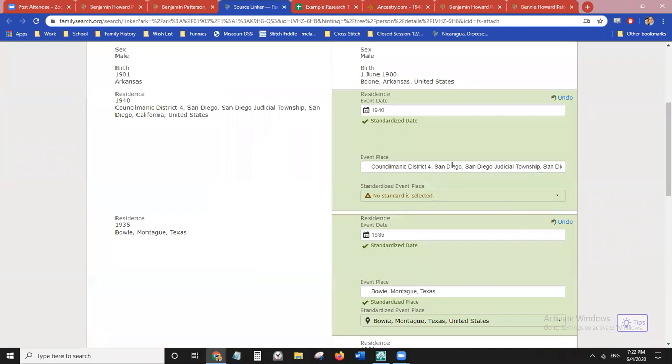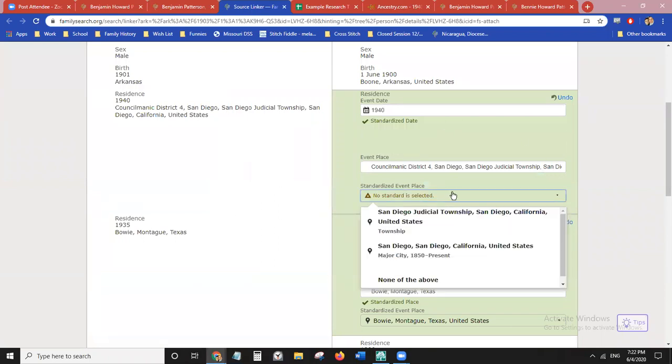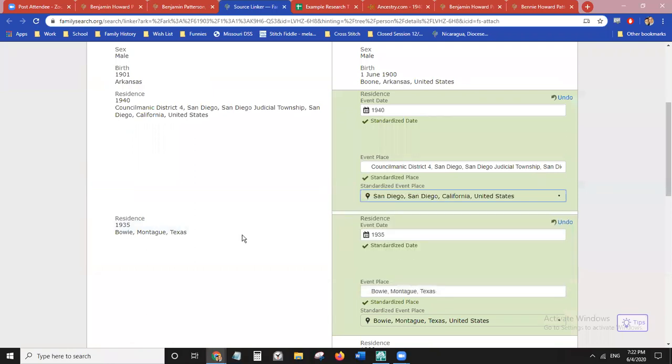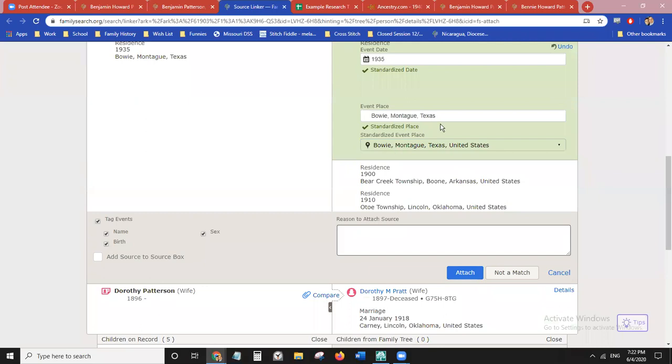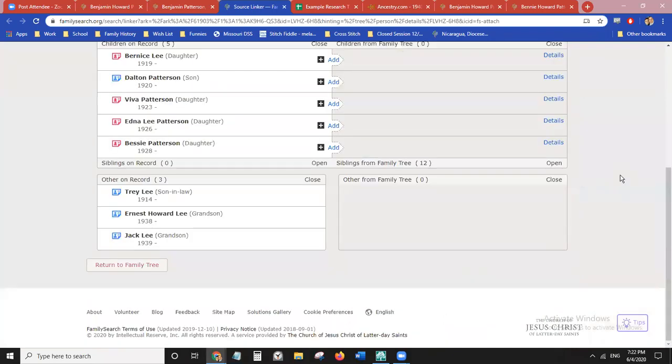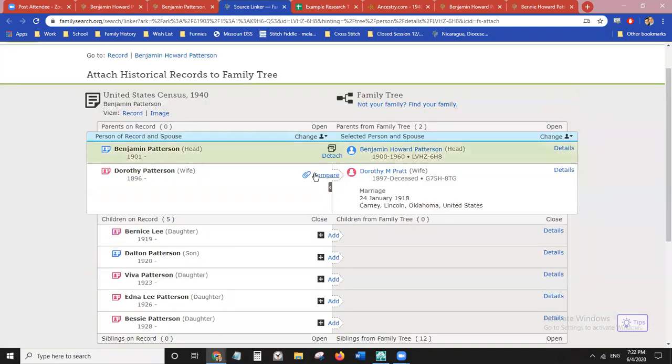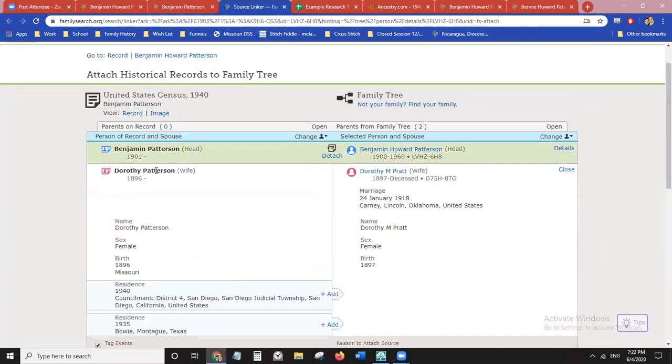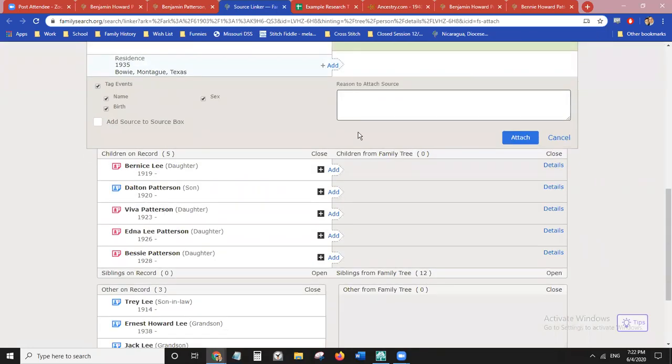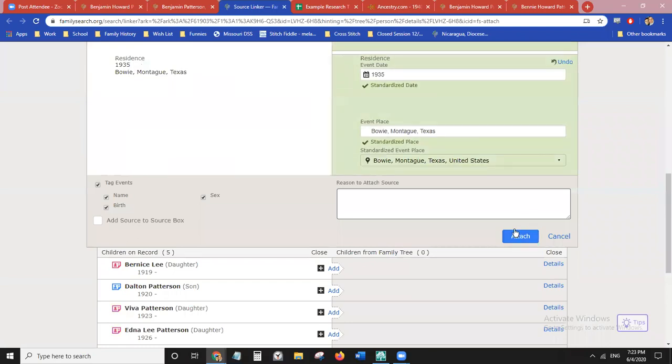I want to add all this information over. Make sure there's a standard that you choose if it has this little yellow mark. I'm going to go ahead and choose San Diego. There we go. So Dorothy, and attach that to her.